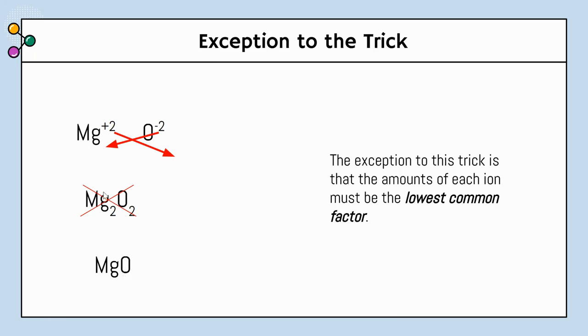You could do the trick as long as you realize afterwards to divide these by the common factor. In this case, divide both of these by 2 to get back to MgO. That's one magnesium and one oxygen.